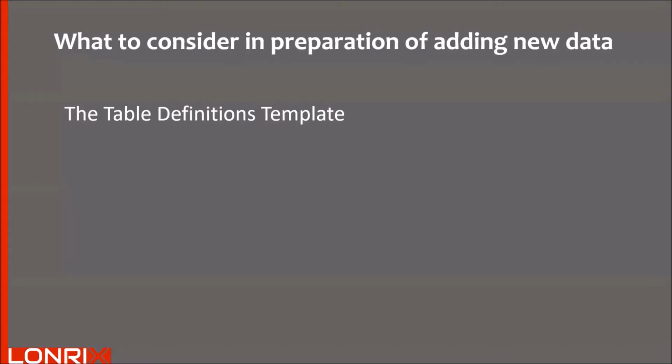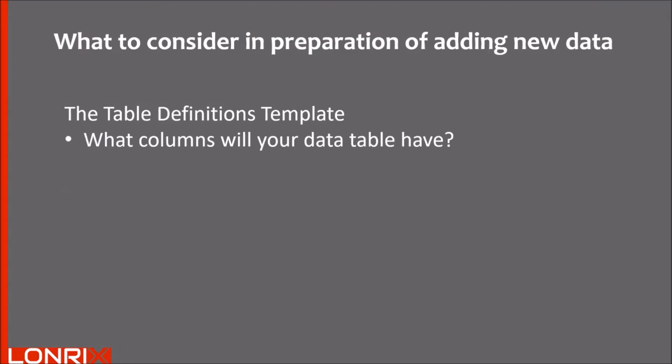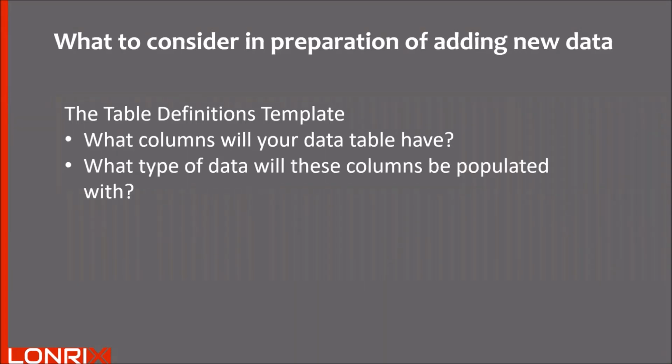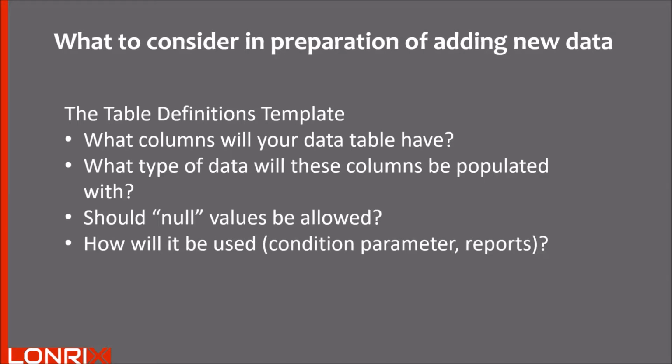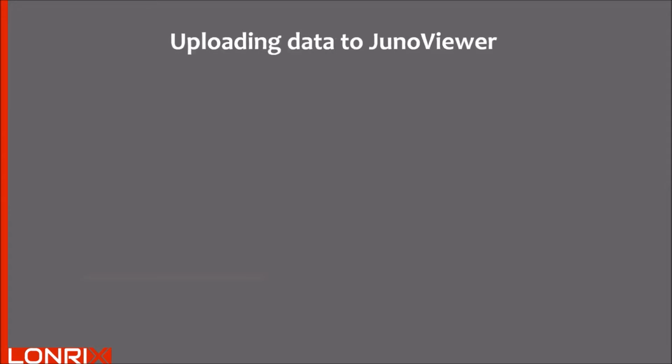What to consider in preparation of adding new data. If data being added is not existing data in your JunoViewer account, a new table will need to be created. As part of this process, you will need to consider what columns your table will have. You also need to consider what type of data, text, numerical values, dates, and so forth, you will want in your table. Of course, what is your intended use of this data? Will it be part of a report, or is it a condition parameter, in which case you will need to add a data parameter? More information on this in the help files, as well as a previous webinar available on our Lonrix YouTube channel. The table will then also have to be linked to ensure the query engine in JunoViewer knows how to handle the data.